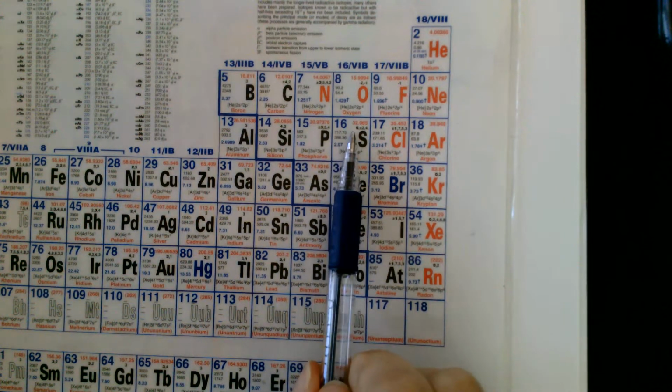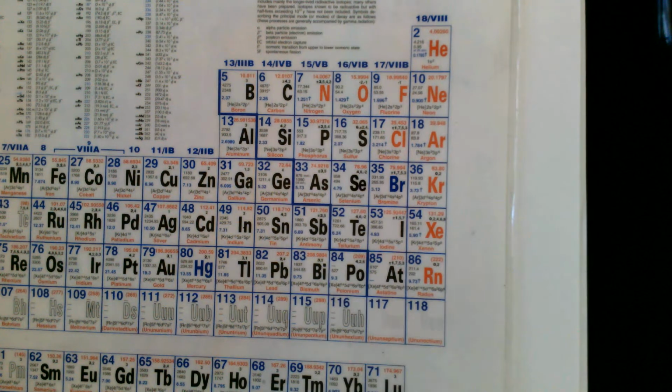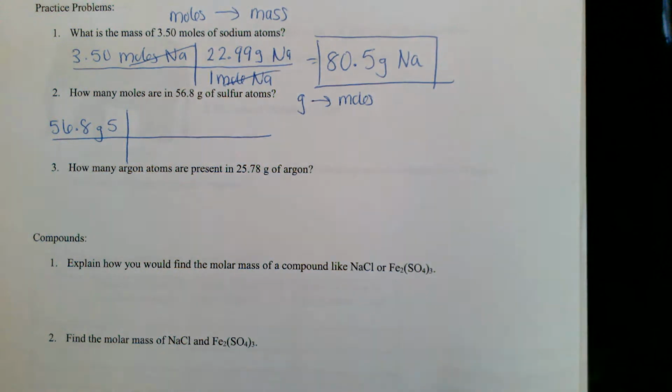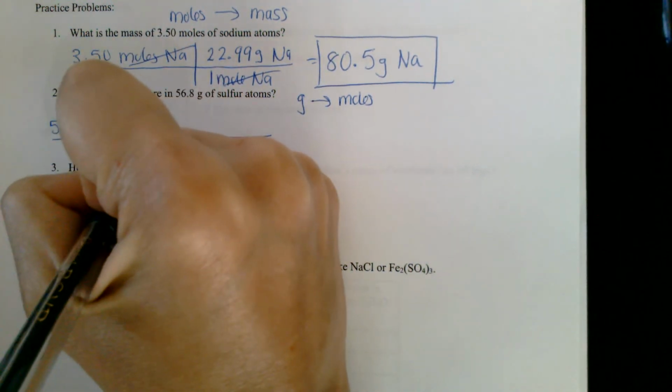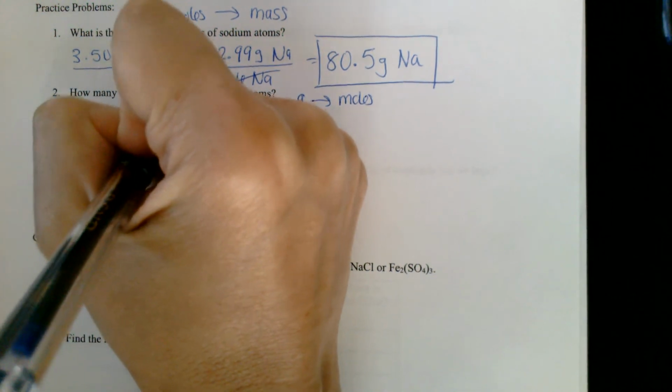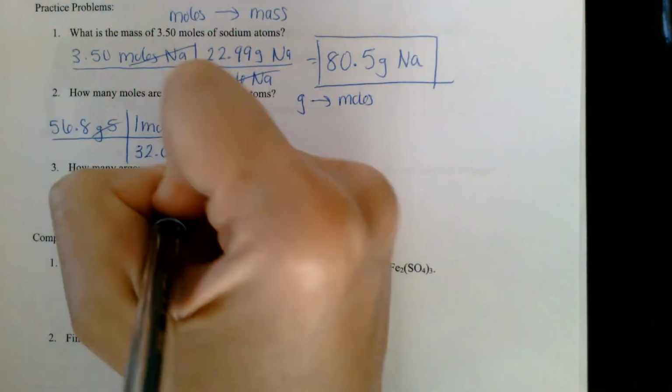Okay, let's look at our periodic table. Sulfur is 32.065, so we'll call it 32.07. So 32.07 grams of sulfur for every 1 mole of sulfur.